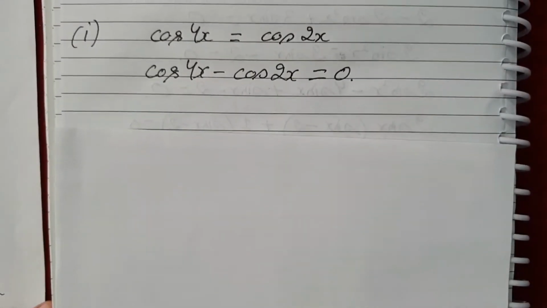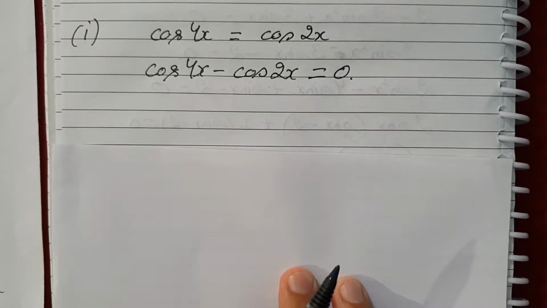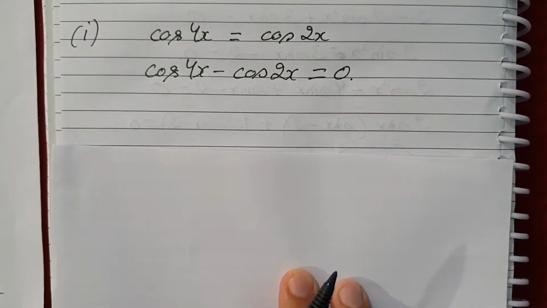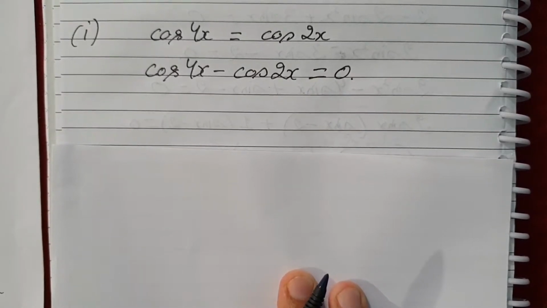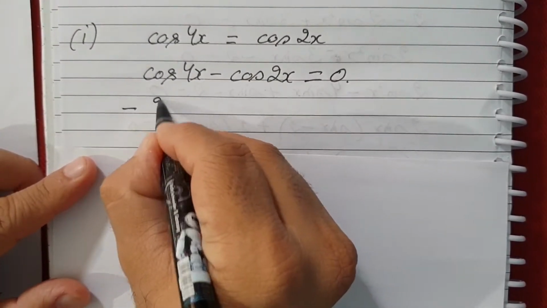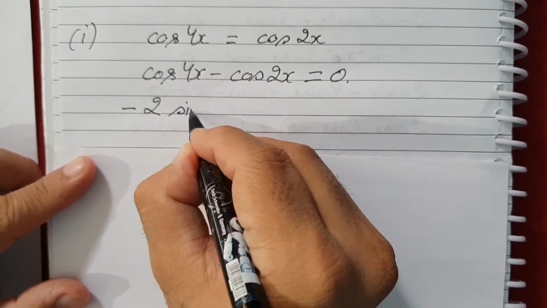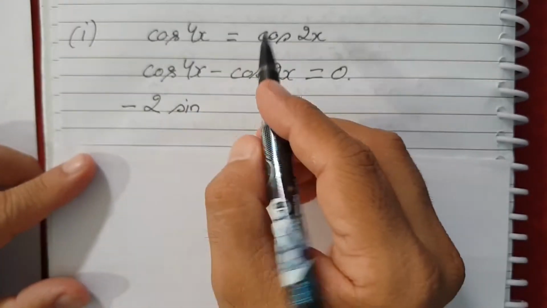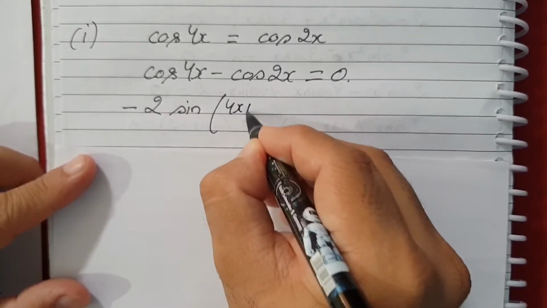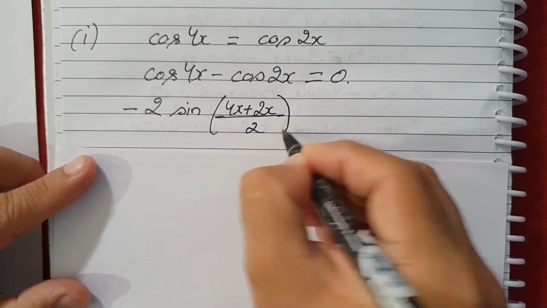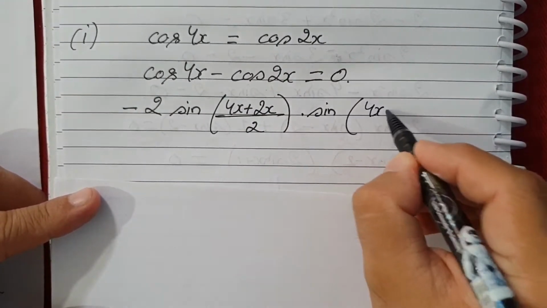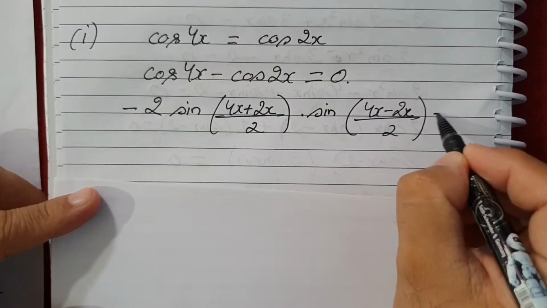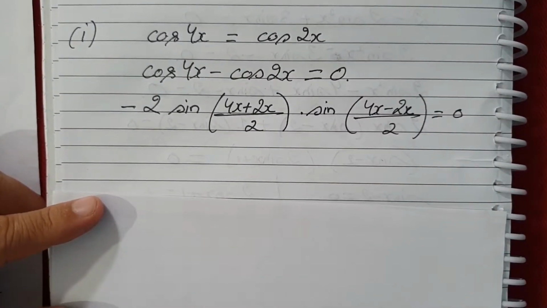Now see, applying the formula of cos c minus cos d. What's the formula of cos c minus cos d? That is minus 2 sin (c plus d) by 2 into sin (c minus d) by 2. So applying this, minus 2 sin, this is c, this is d. Sin (c plus d) by 2 is (4x plus 2x) by 2, into sin (c minus d) by 2, (4x minus 2x) by 2 equals 0. Okay.